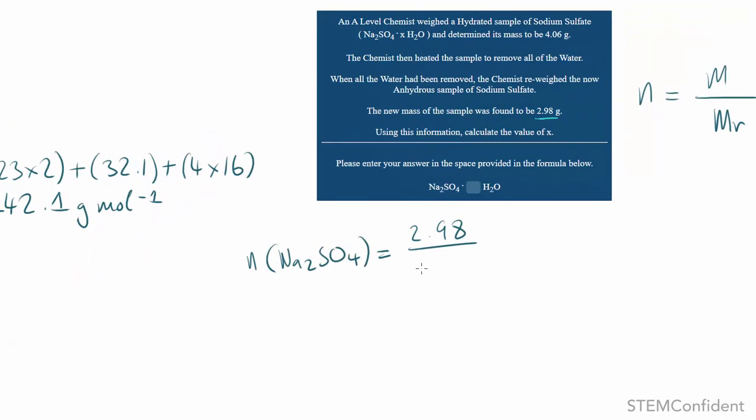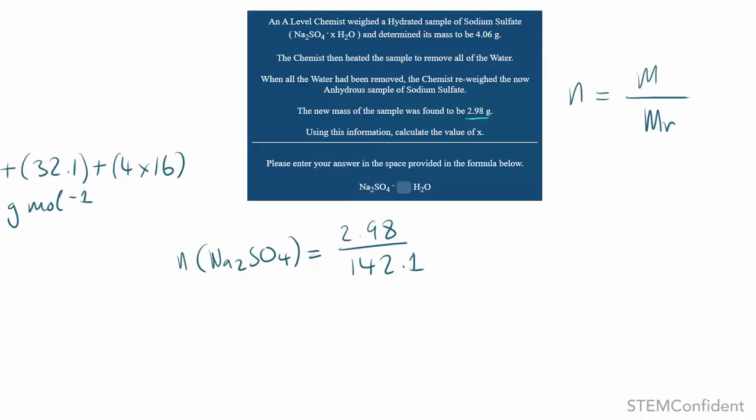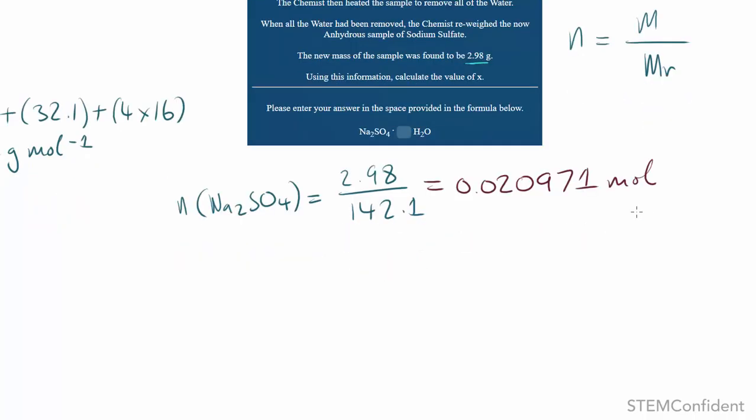So here we put 142.1. Before you go into the next part, let's actually work out what this is. If you have a go, you should find that gets you to 0.02091, and that's going to be in moles. I've given that to five significant figures.